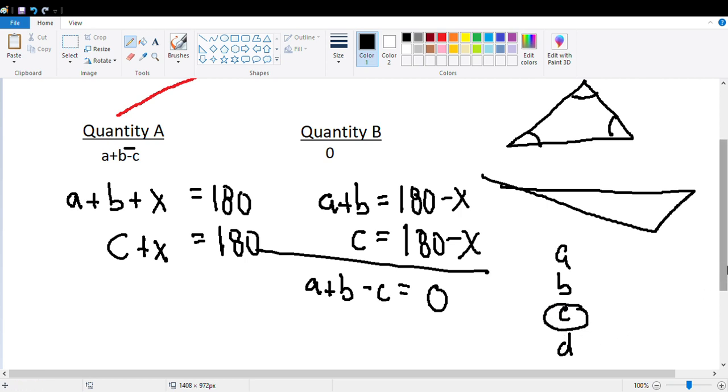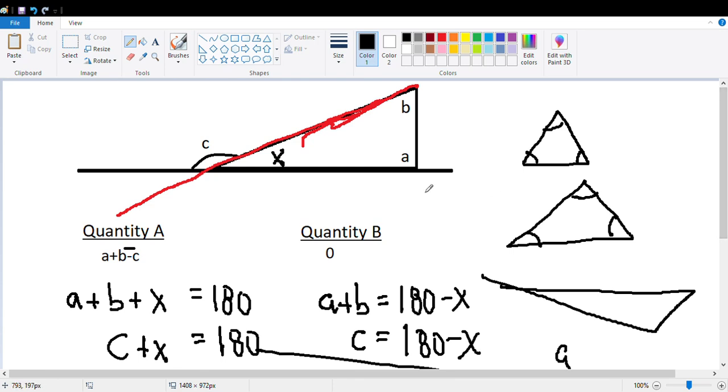Again, just a quick review. The only rules we really needed to know here are that the sum of the interior angles of a triangle is 180, and that the angle of a straight line is 180.